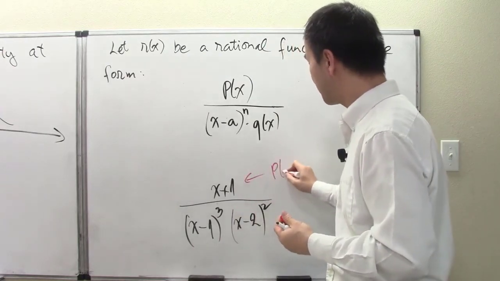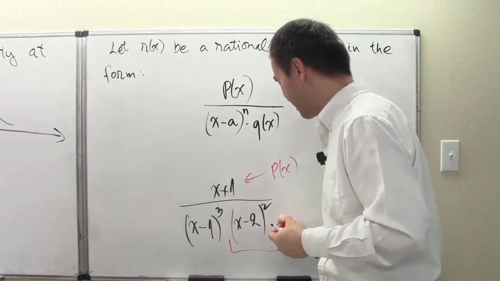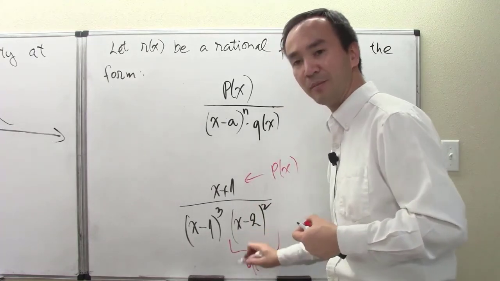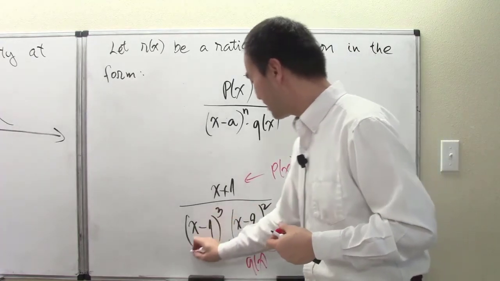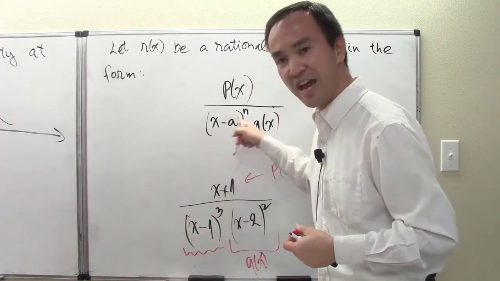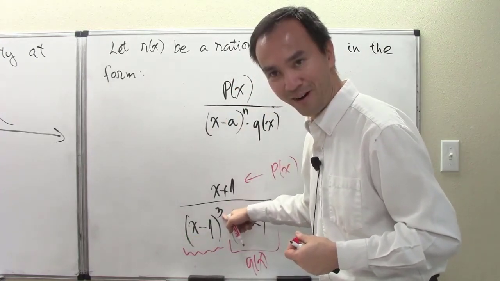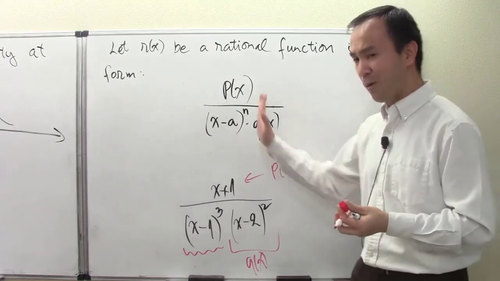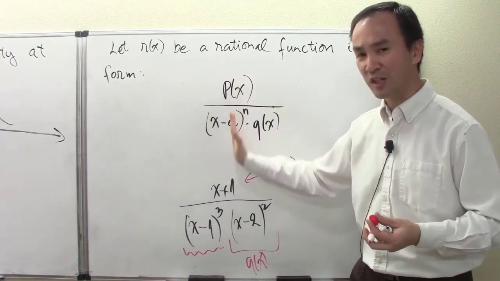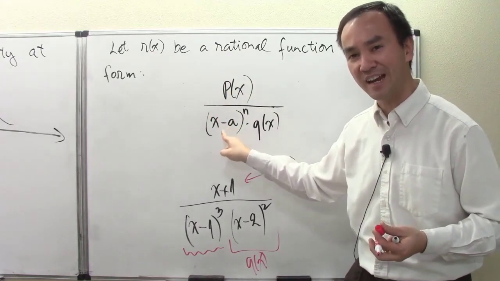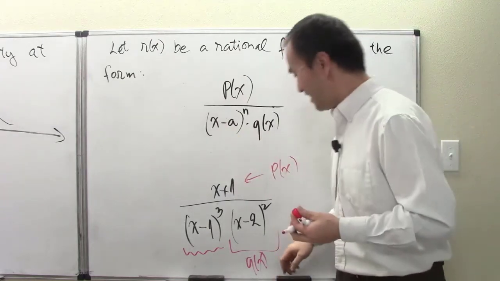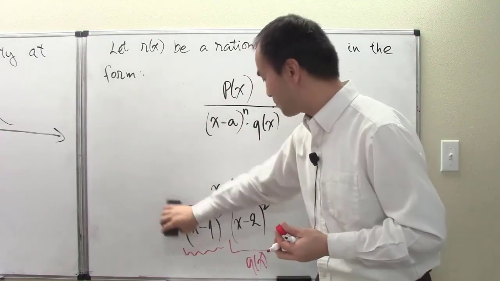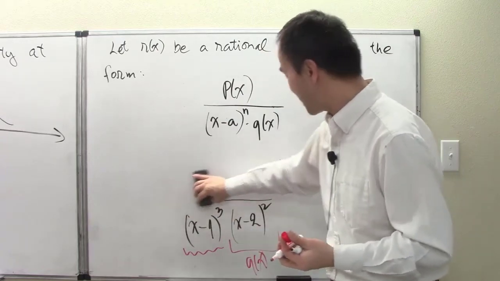This is my capital P of x right here, and that's everything else in the denominator. That's the q of x, but then this is showing that (x minus a) to a multiplicity. Because I want to specifically focus on the VA that happens right here at x equals a. This is the form that I want to primarily pay attention to for now.